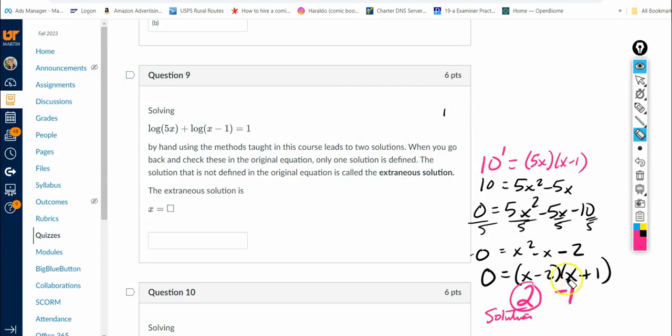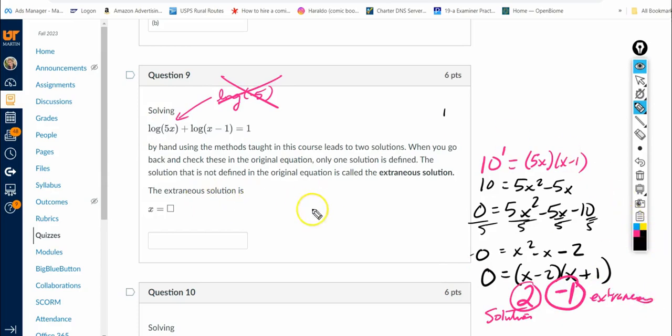Now, is this one allowed? It depends. We have to go back into the original problem, negative 1. Well, if I come here and x is negative 1, that becomes the log of 5 times negative 1, which is negative 5, and you cannot take the logarithm of a negative number. So even though this was a solution to the quadratic, it's not a solution to the original equation. This is your extraneous solution.